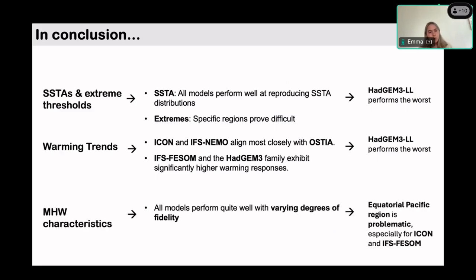When it comes to marine heat wave characteristics, all the models perform quite well with varying degrees of fidelity. We find that the Equatorial Pacific region is problematic for ICAN and IFS FASM, and we know that this is due to the fact that ENSO is either not present or not well reproduced in these models, so it has a high impact in this region specifically.